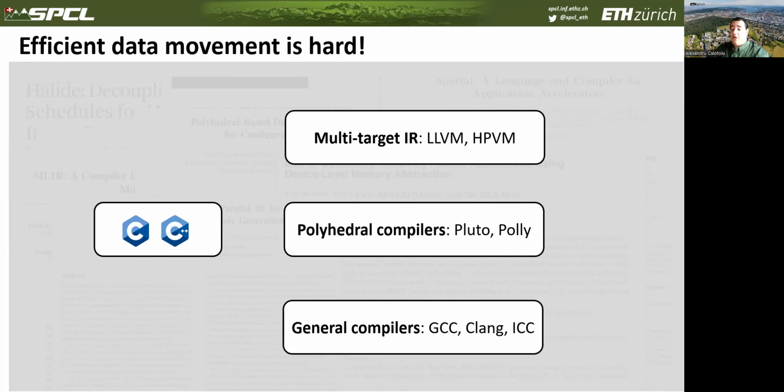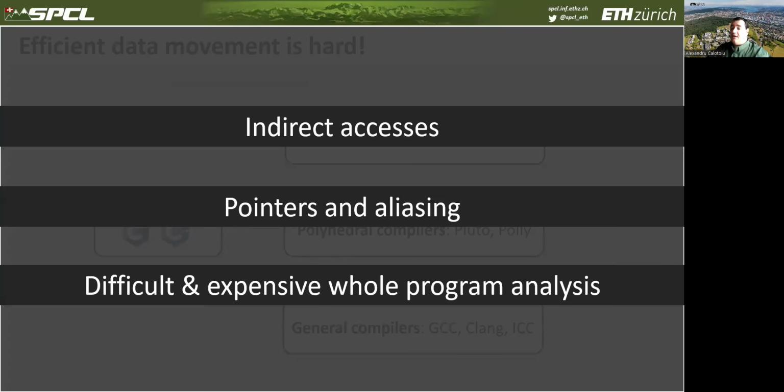What makes all of this so hard? Pointers and aliasing, indirect accesses, and of course, whole program analysis is expensive and difficult. All of these are obstacles in the way of understanding code and improving code.